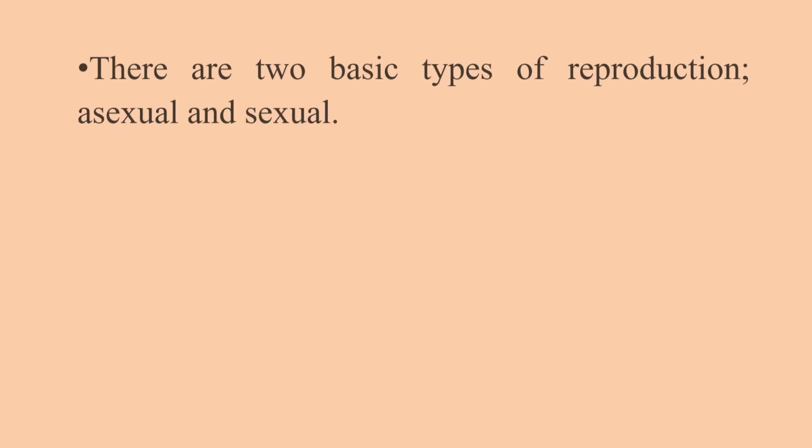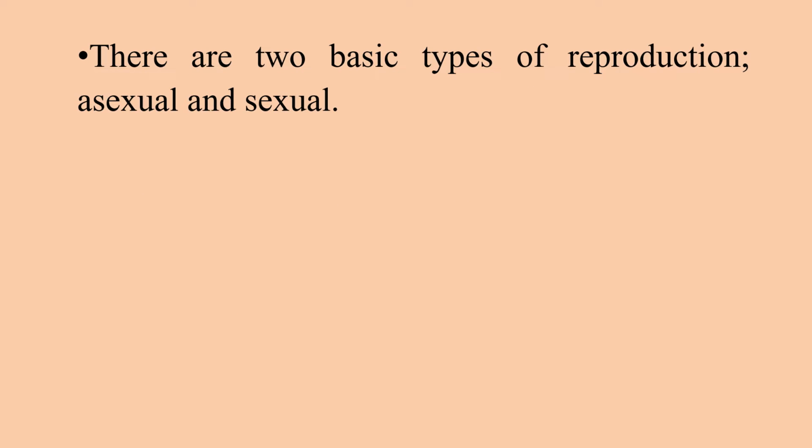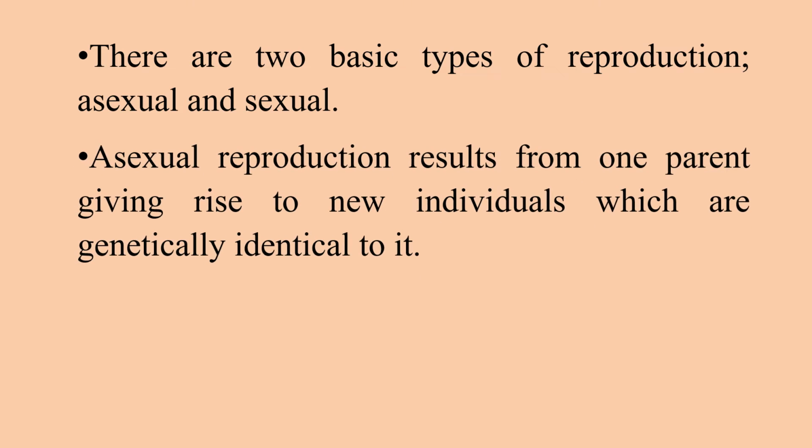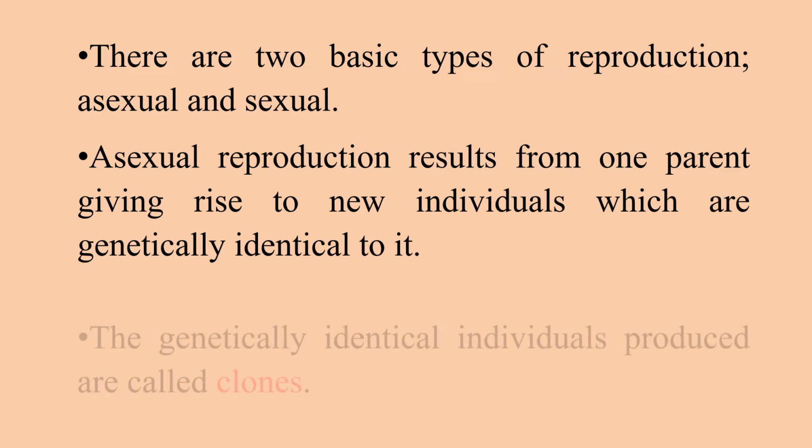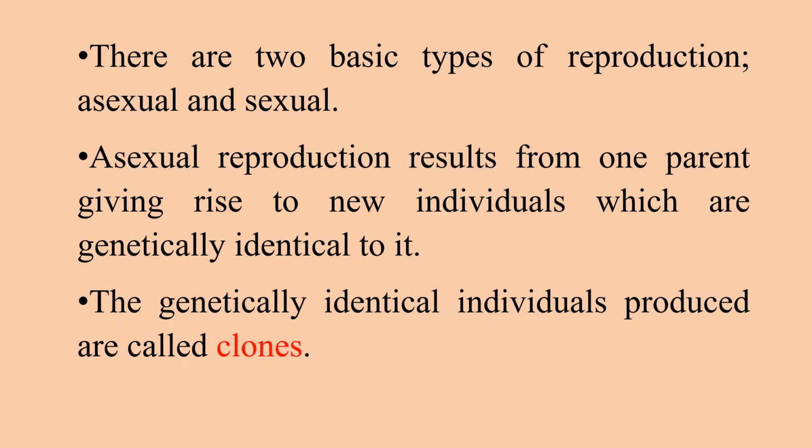There are two basic types of reproduction, asexual and sexual. Asexual reproduction results from one parent giving rise to new individuals which are genetically identical to it. The genetically identical individuals produced are called clones.